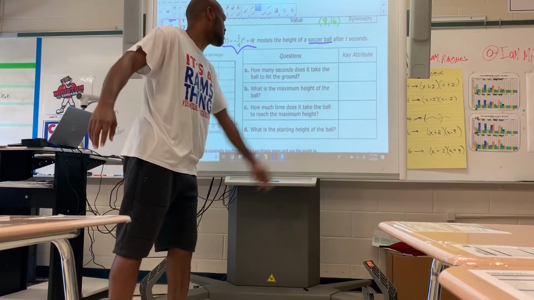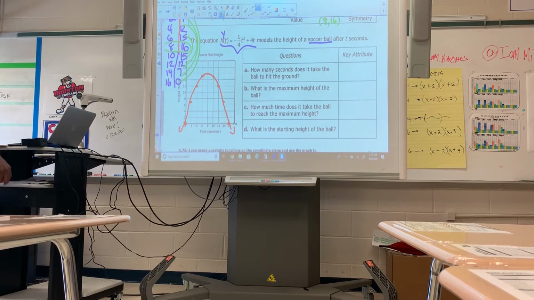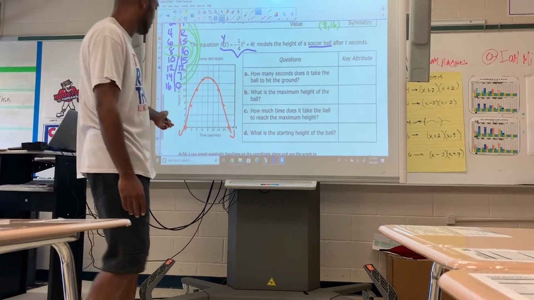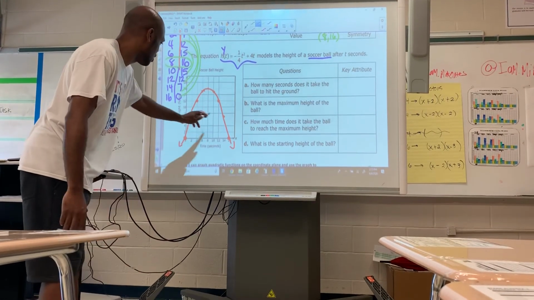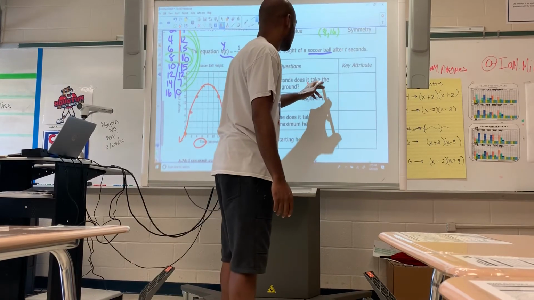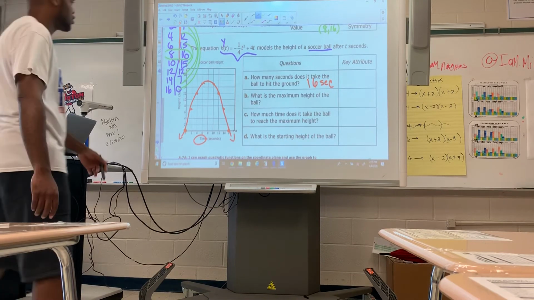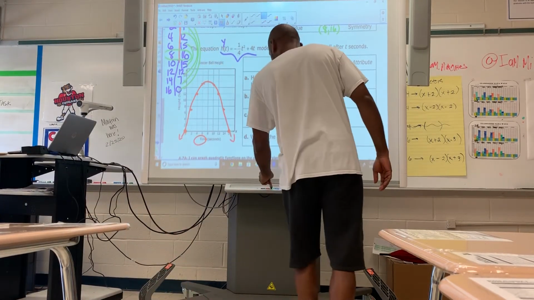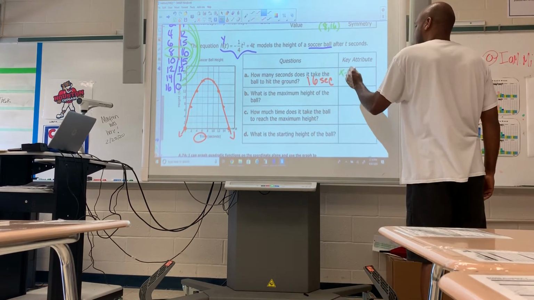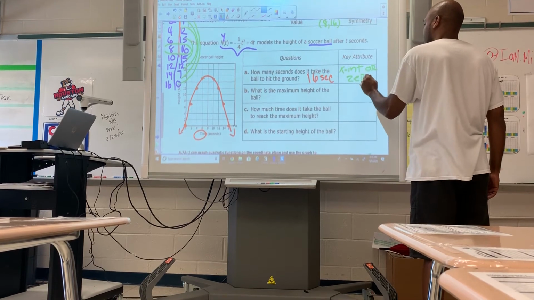How many seconds does it take the ball to hit the ground? Where does it end? So it went from 0. This is our time. So it took 16 seconds. So what would be our key attribute? We know that this is on our time, which is the x-axis. So we know that this is our x-intercept or our 0.